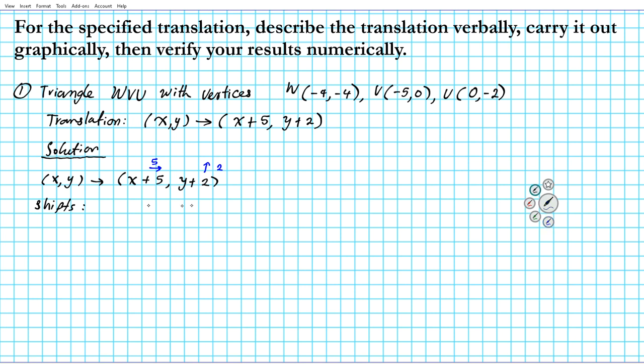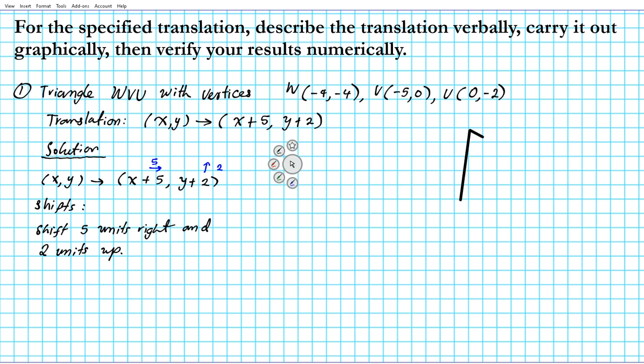So what's going to happen for our shift is we're going to shift 5 units to the right and 2 units up. So this is a verbal description of what we're about to do. So let's carry out the transformation. What we're going to do first is graph the original figure and then carry out the transformation.